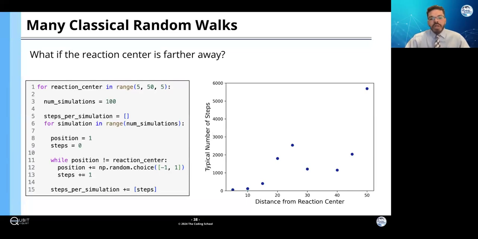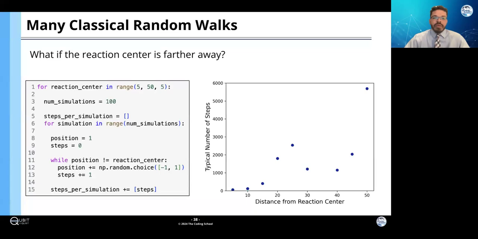So now we're looking on this plot on the right at the typical number of steps required to get to a reaction center versus the distance from a reaction center. And keep in mind, we've only done 100 simulations for each of these. So there's going to be some variance. Remember, the Monte Carlo simulation process inherently has some dependence on the sample size. So if you only do 100 simulations, it makes sense this doesn't look exactly like a straight line.